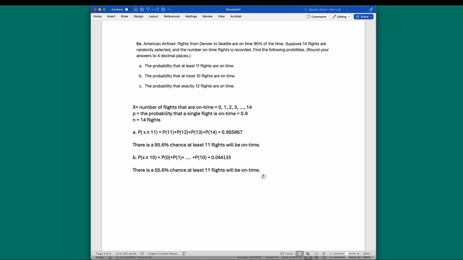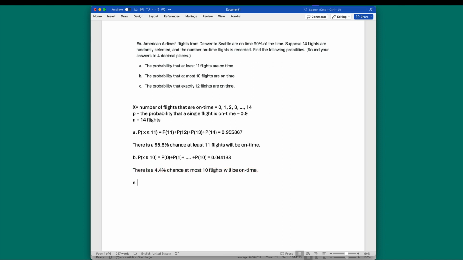So there is a 0.04 or 4.4% chance at most 10 flights will be on time. Okay, so there is a 4.4% chance at most 10 flights will be on time.